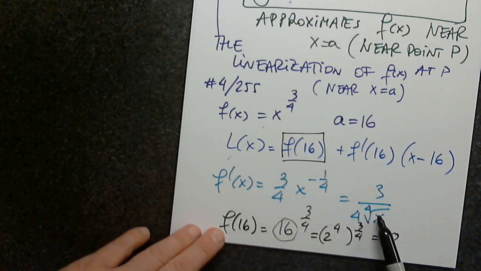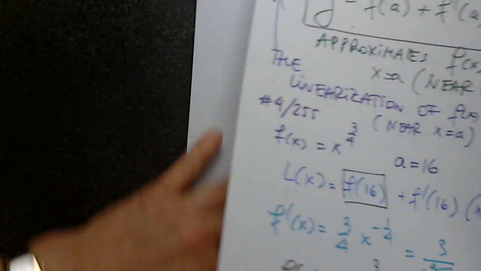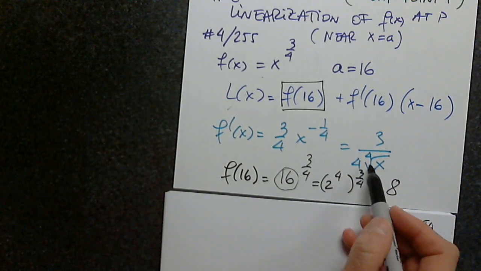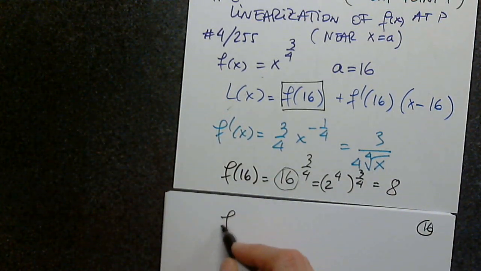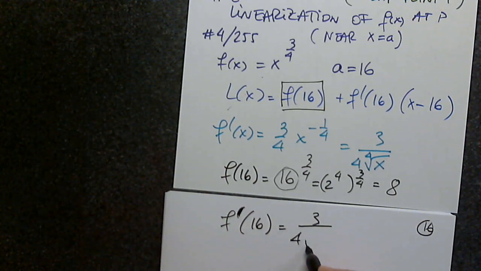F prime of 16, let's write f prime of 16. Plug in 16. What is the fourth root of 16? The fourth root of 16 is 2, so 3 divided by 4 times the fourth root of 16. This is 2 times 4, which is 8, so 3/8.